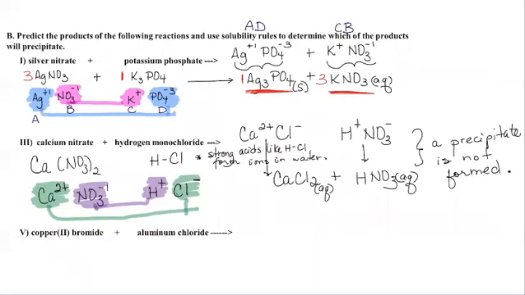To balance this reaction, let me just put the coefficients. We need a 2 here and a 2 here. This is a 1 and this is a 1. Okay. Questions on Roman numeral 3?